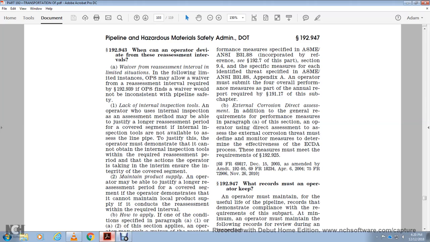The operator with the internal inspection assessment method may be able to justify longer reassessment with the coverage with the internal inspection tool, but not available to assess the line pipe. To justify, the operator must demonstrate that they cannot be obtained with the internal inspection tool within the required assessment period. The action of the operator to take interim measures and ensure the integrity of the covered site with the maintained product supply. The operator may be able to justify a longer assessment period with the covered site; the operator must demonstrate that they cannot maintain local product supply with the conduct for the reassessment within the required interval.